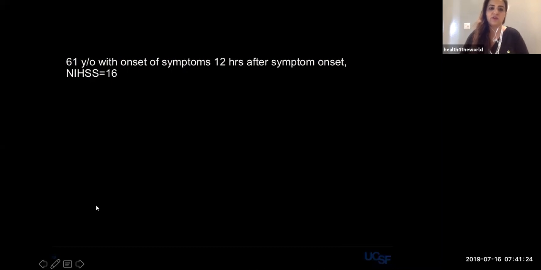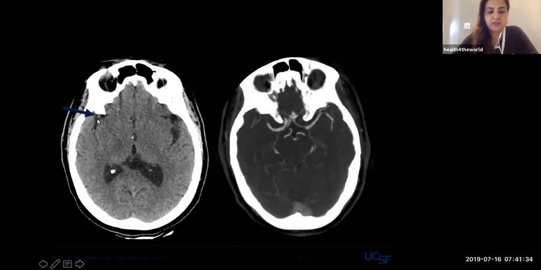This is a 61-year-old with onset of symptoms 12 hours ago. The patient came to the hospital 12 hours after symptom onset. The stroke scale was 16. So we saw this hyperdensity in the MCA. We confirmed that on the CT angiogram. And again, this is a distal M1. The vessel hasn't turned yet. Distal M1 clot.